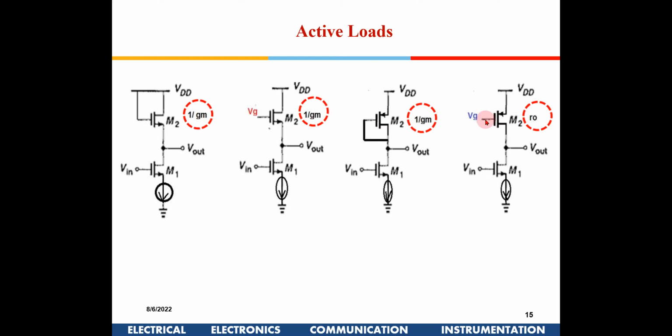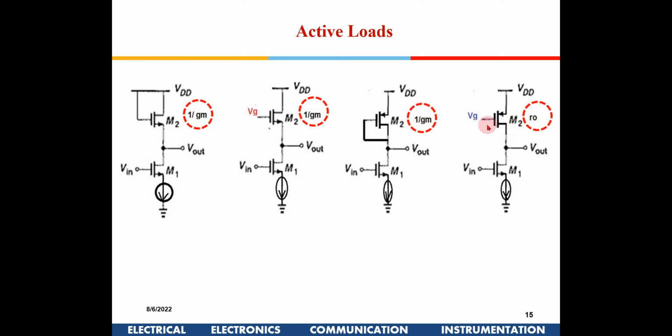Here I am giving VG. Here, if you see, VGS is fixed, right? So this will remain in saturation. And when I look from the bottom, it will be R0. So this is 1 by gm, 1 by gm, 1 by gm. If the gate and the source voltage are fixed, and you are looking from here, then it will be R0. Like so, these are NMOS, PMOS, PMOS. So these are known as active loads.